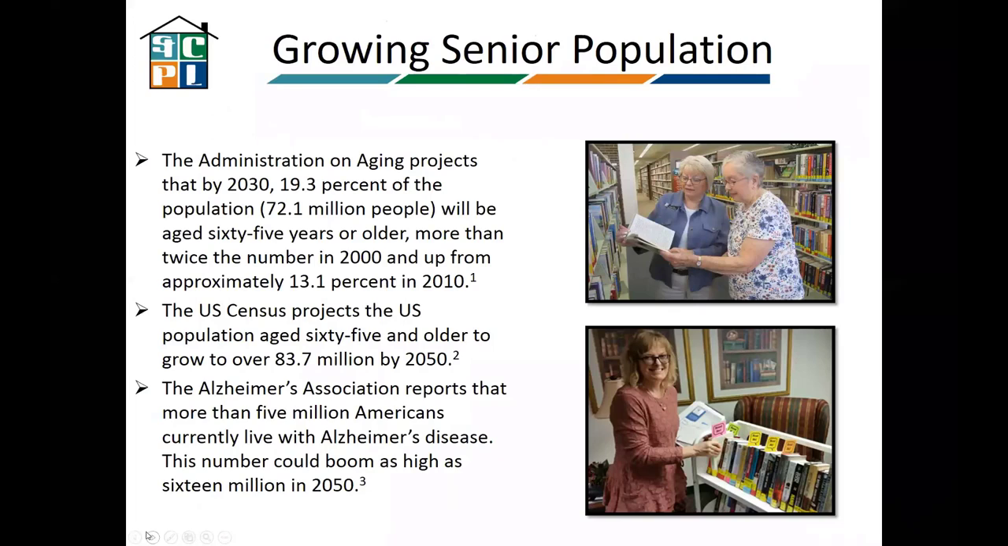The senior population continues to grow in the United States, with the Administration on Aging projecting that by 2030, there will be 72.1 million people aged 65 or older living in the United States, twice the number in 2000. It is predicted that by 2050, over 83.7 million people aged 65 and older will live in the U.S. As the senior population continues to rise in the United States, so does the number of individuals living with Alzheimer's disease.